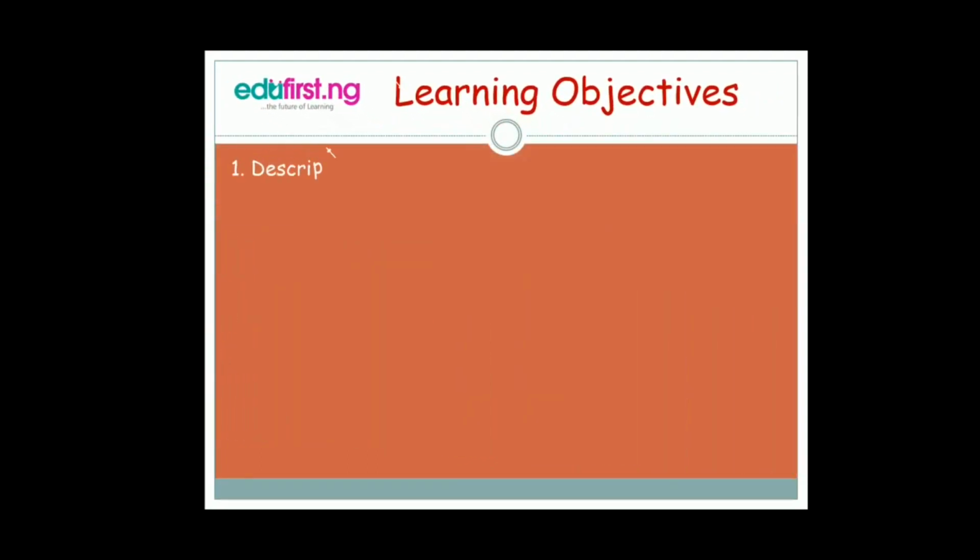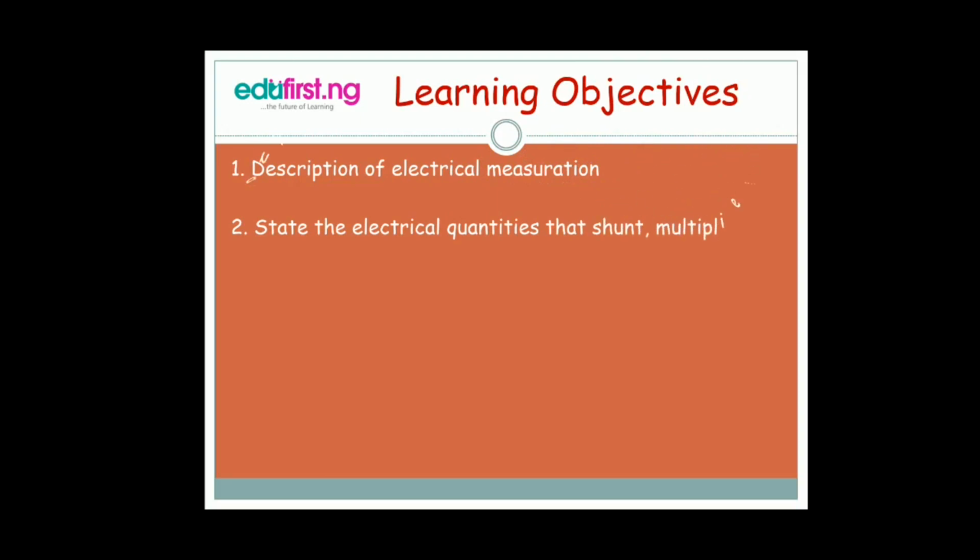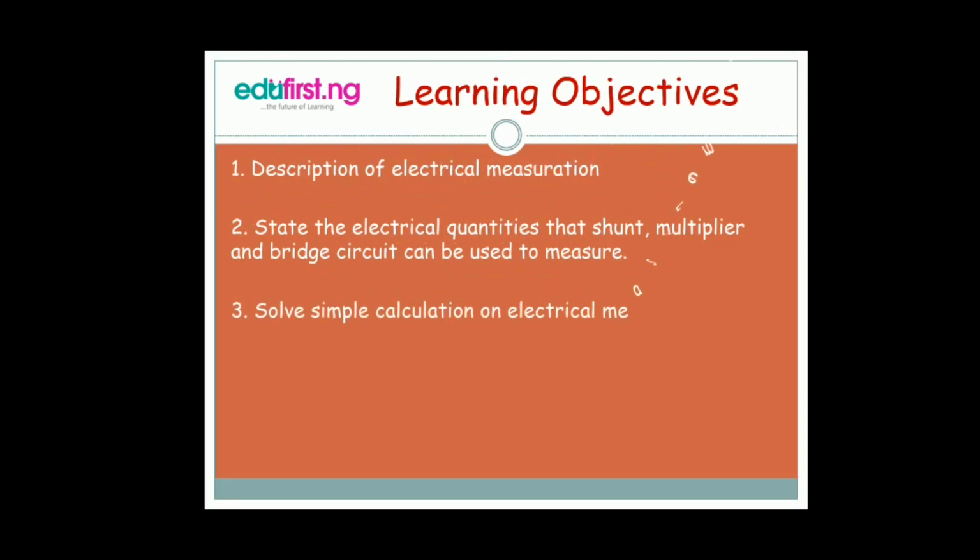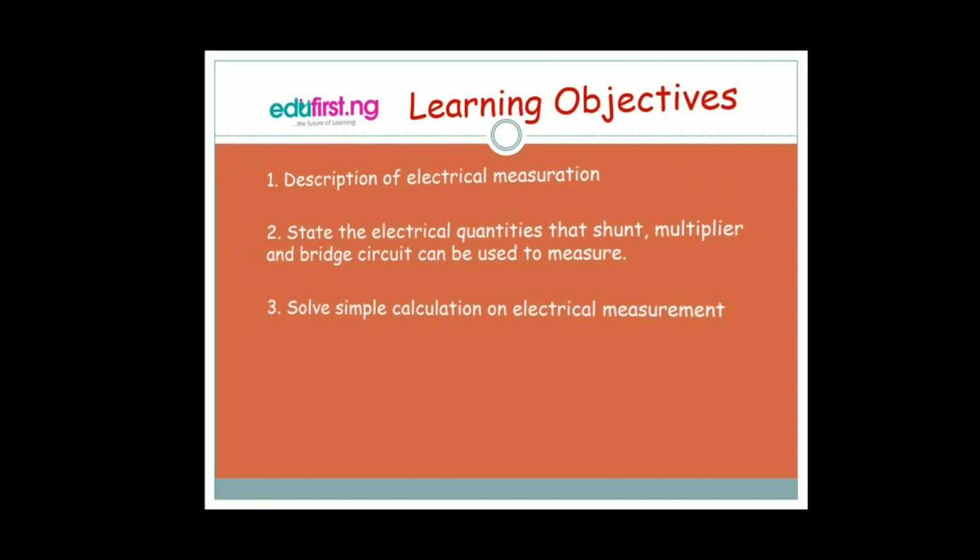Learning objectives. At the end of this lesson, you will be able to describe electrical mensuration. You'll be able to state electrical quantities that shunt, multiplier, and bridge circuits can be used to measure. And you will also be able to solve simple calculations on electrical measurements.